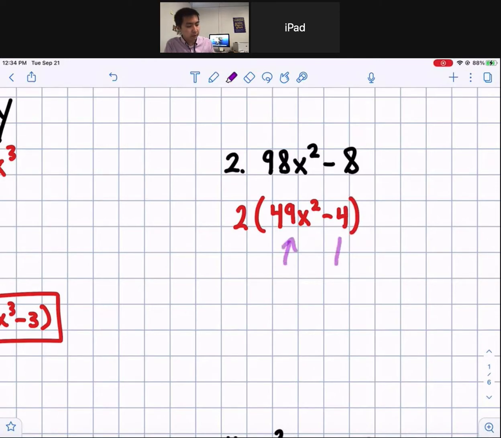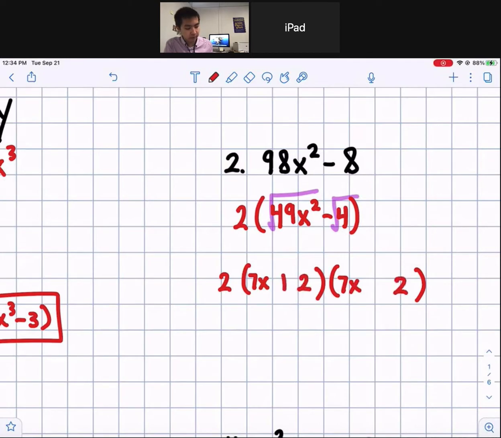49 and 4 are perfect squares, and there's a minus sign between, so we can find a number times itself for both of them because they're both perfect squares. 7x times 7x is 49x squared. So 7x and 7x. 2 times 2 is 4. So 2 and 2, and plus and minus.